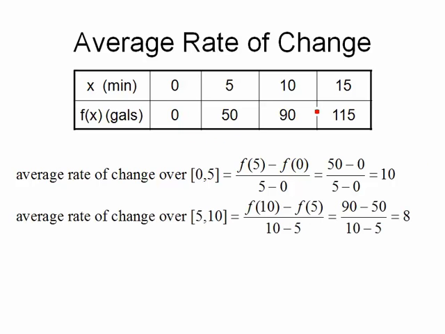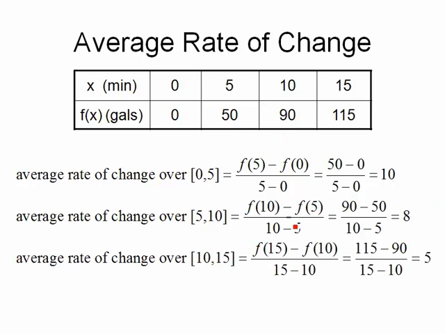If I go from 5 to 10, now we're going to do f of 10, which is 90, minus f of 5, which is 50. We subtract those and get 40. And then we'll do 10 minus 5, which is just 5, and 40 over 5 is 8. So it was leaking over the first 5 minutes at 10 gallons per minute. Now it's leaking at 8 gallons per minute from 5 to 10 minutes.